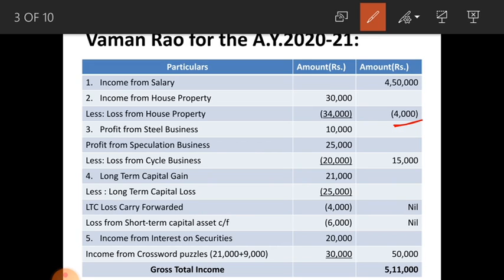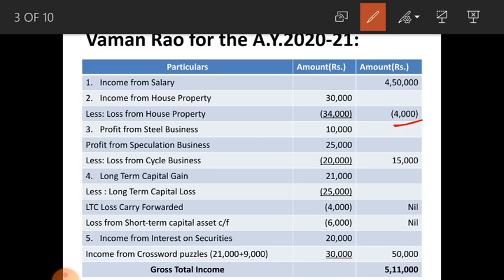Next, see profit from a business. Here profit from steel business 10,000, and there is one more profit, that is profit from speculation business. The total of these two profits amounts to rupees 35,000. From that you can deduct loss from cycle business.